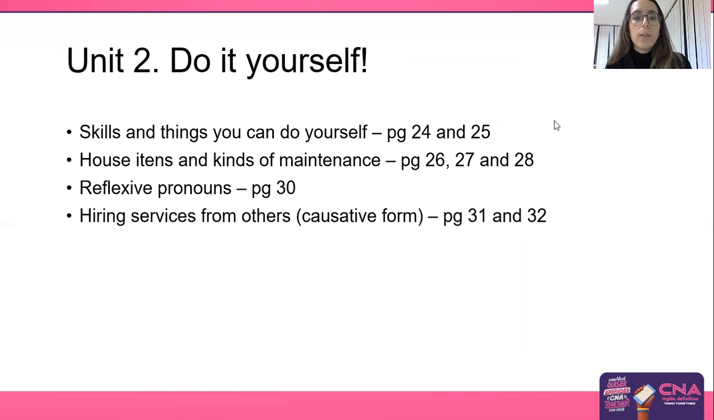Yes. We also saw house items and the kinds of maintenance they need, remember? So for example, the electric shower, you need to change the resistance, yes? Or the chimney, it needs sweeping, yes? We saw the use of the reflexive pronouns, okay, on page 30. And hiring services from others. Yes, when you hire someone to do something for you. So the use of the causative form on pages 31 and 32.